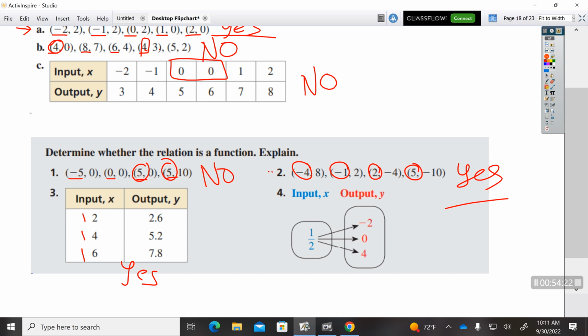All right, why is number 4 not a function? How do you know it repeats? Because of the arrows. See how there's 3 arrows coming from the same x value? That means that x value repeats 3 times. So that's definitely a no. Any questions on this one?